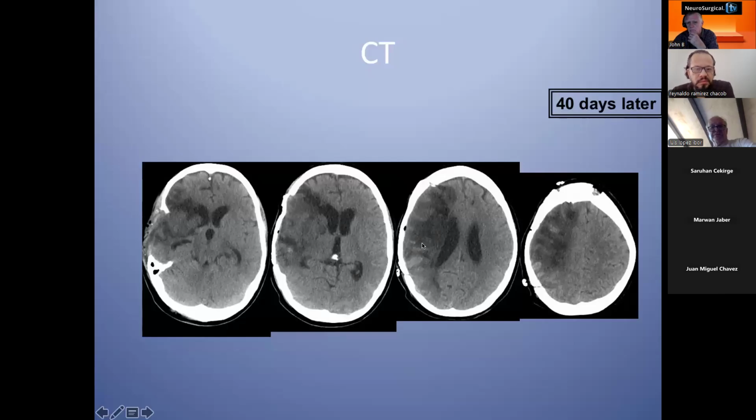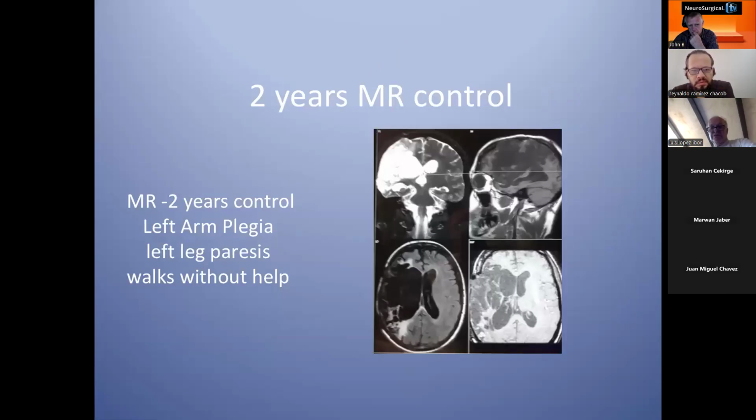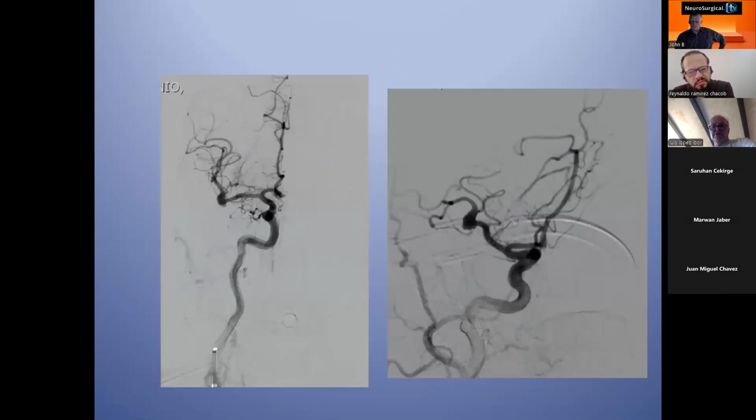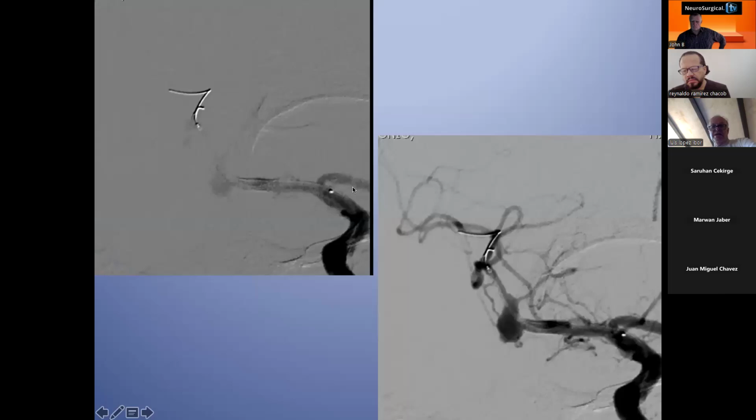Two years later, the patient has left arm hemiplegia, left paresis, and walks with help. Fusiform MCA aneurysm with flow diverter. This is a real serpentiform or fusiform aneurysm. I decided to place a baby Silk. Every time I use the flow diverter, I use two guide wires, one for the flow diverter and the second to protect in case I have a problem.